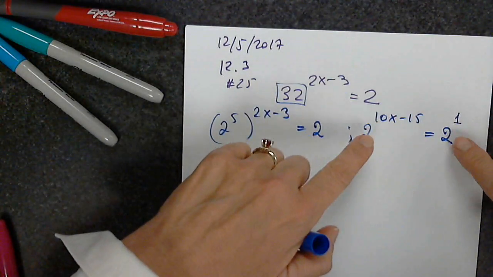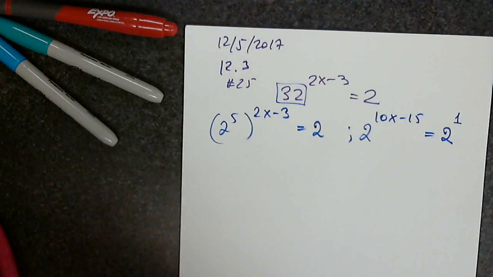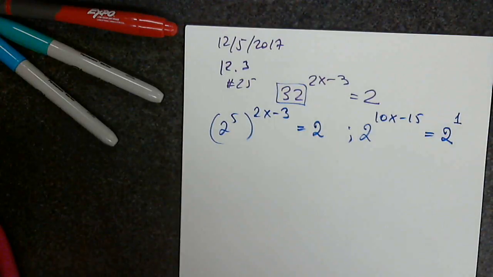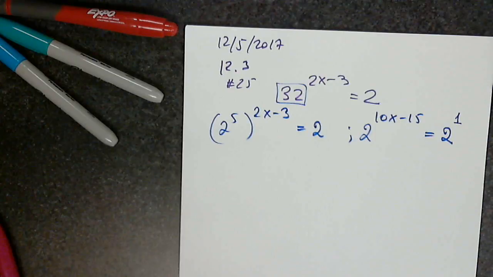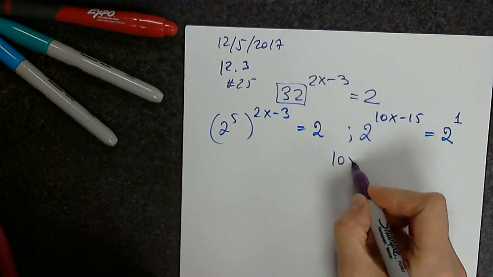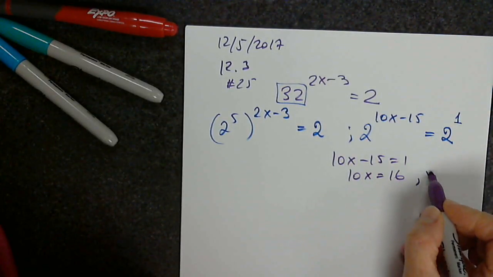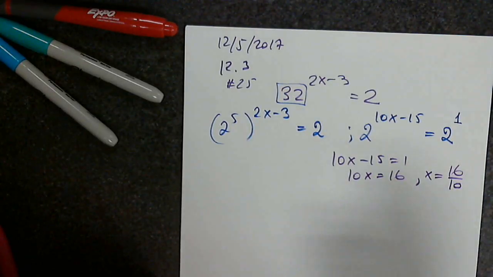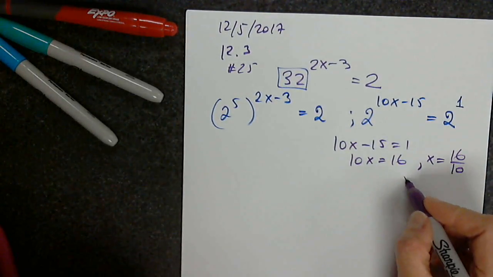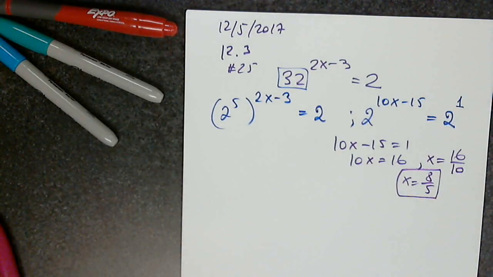So two numbers are equal and they have the same base. What has to happen? Their exponents have to be the same. 10x minus 15 equals 1, or 10x equals 16, or x equals 16 divided by 10, and I have to simplify. So I get 8/5. Is this okay?